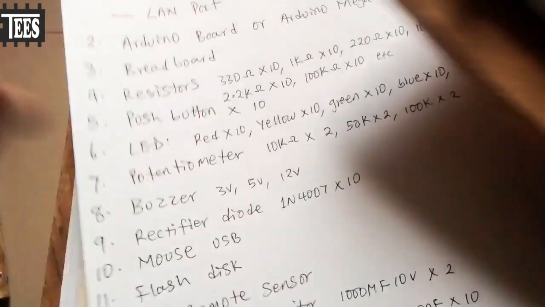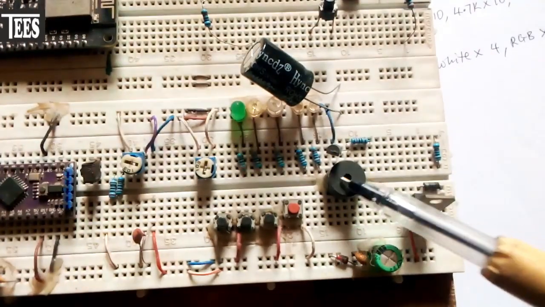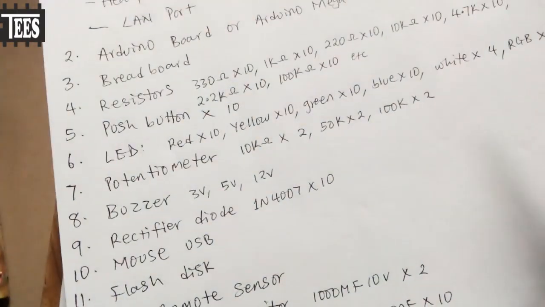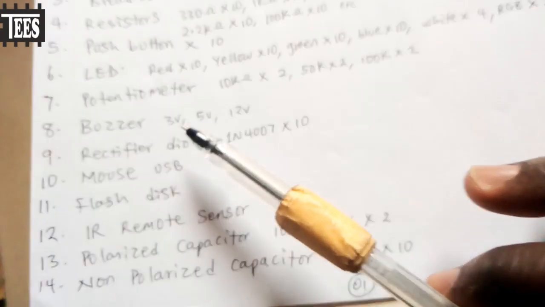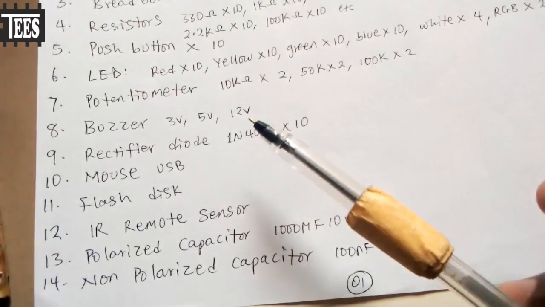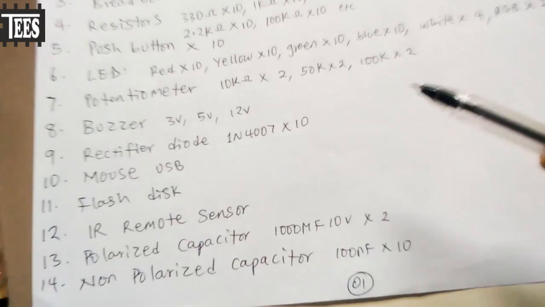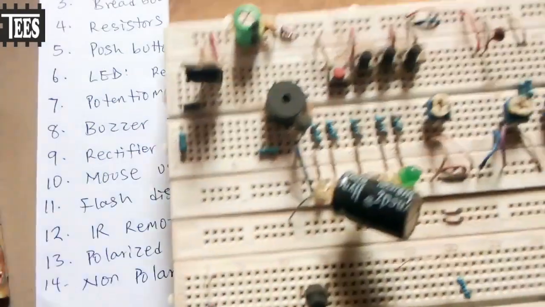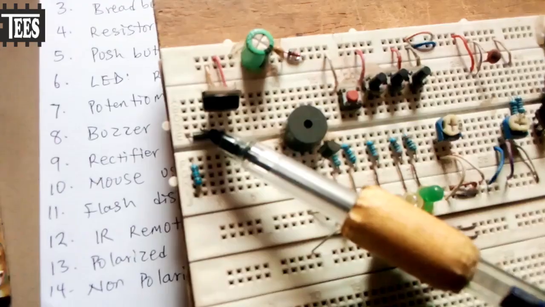So here we have a buzzer. This is a buzzer for making sound. Now your buzzer, we have 5 volts, we have 3 volts, we also have 12 volts. Then we have rectifying diode. As you can see here, we have a rectifying diode here. These are rectifying diodes.